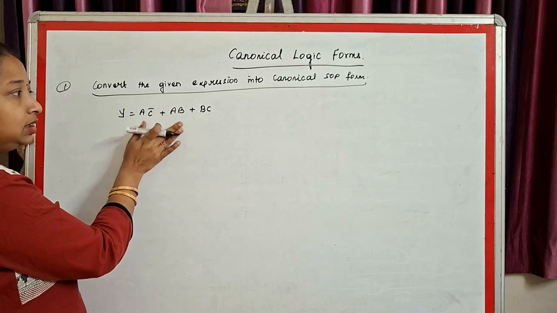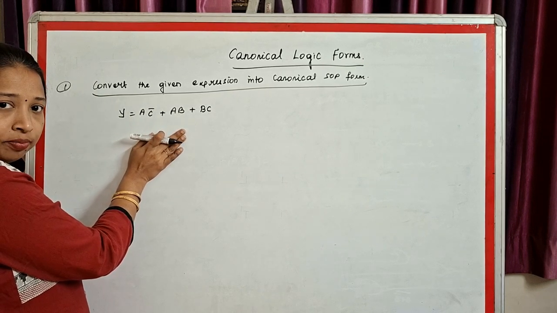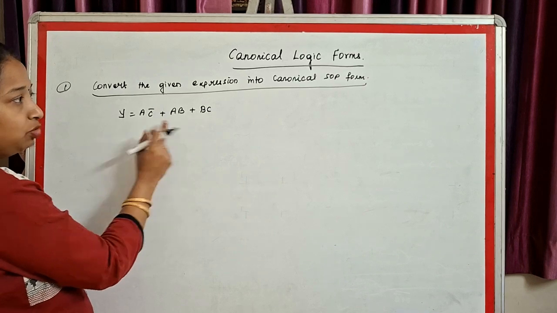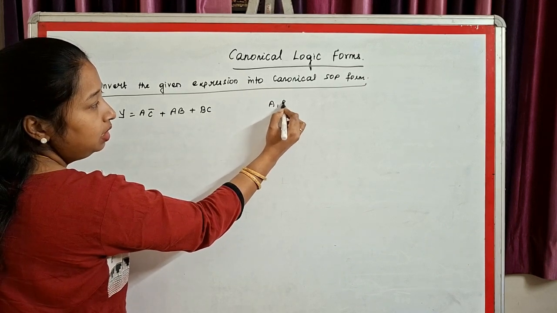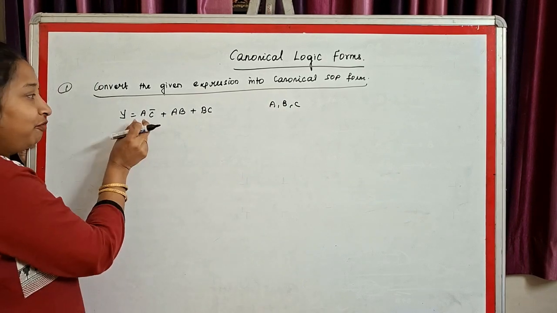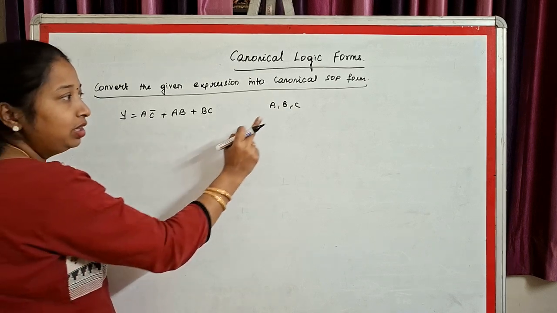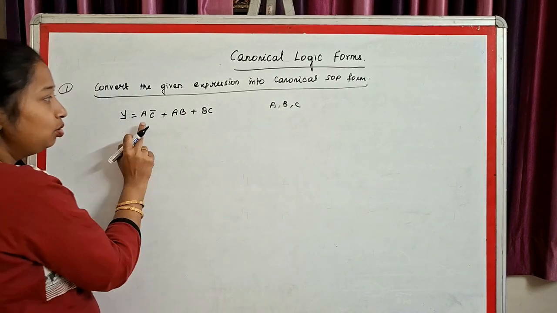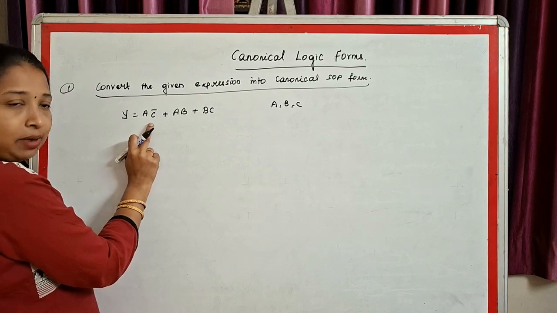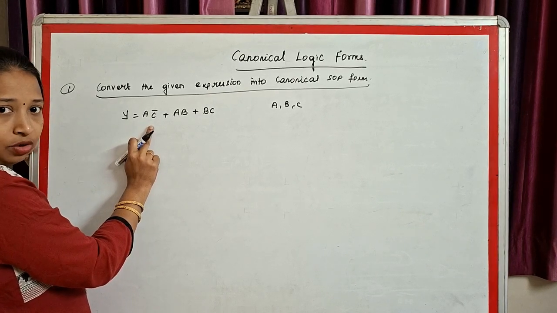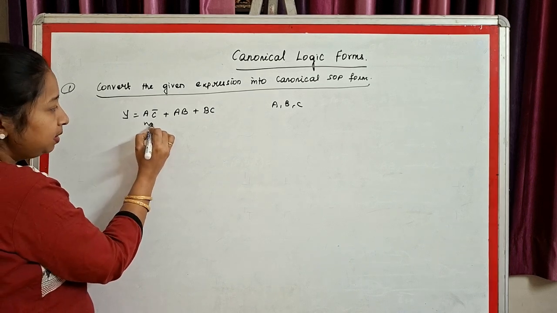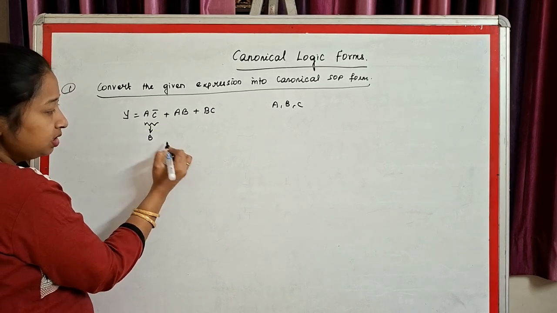Now tell me whether this is a non-standard form or a standard form. How many variables do you have in this expression? We have three variables. What are the variables? A, B and C. You have to check every minterm and see whether all three variables are included in that minterm or not. Fine? Are all three variables present in this particular minterm? No. Which variable is missing here? B is missing.